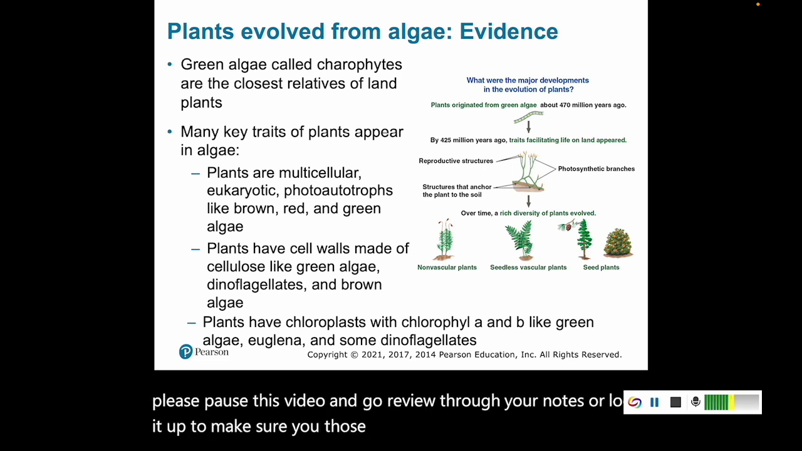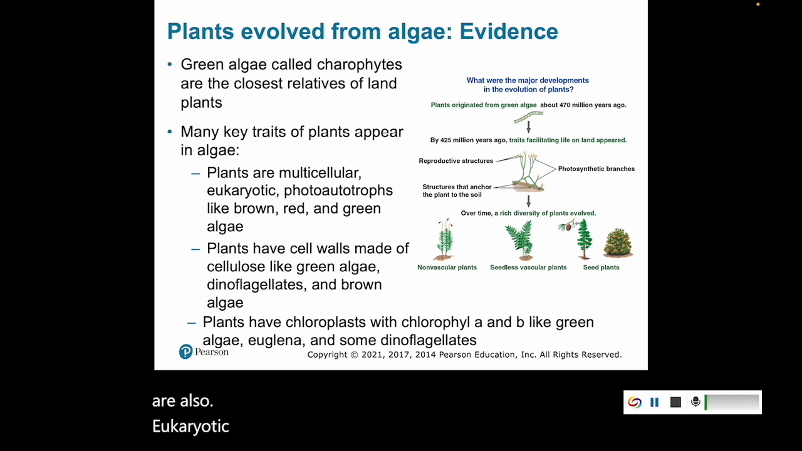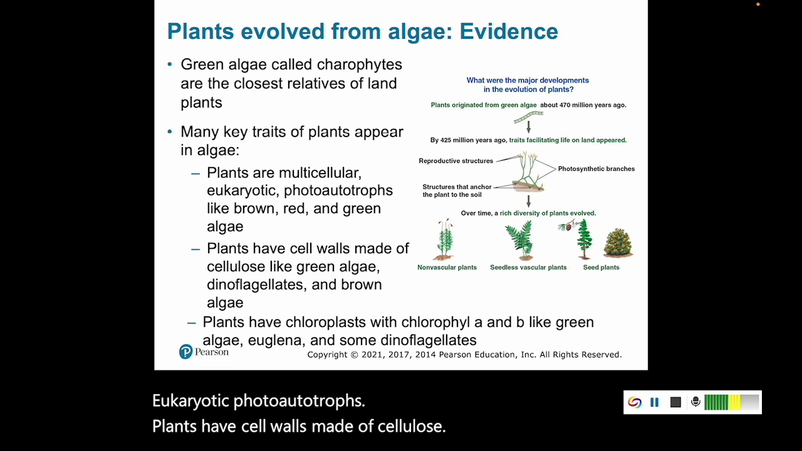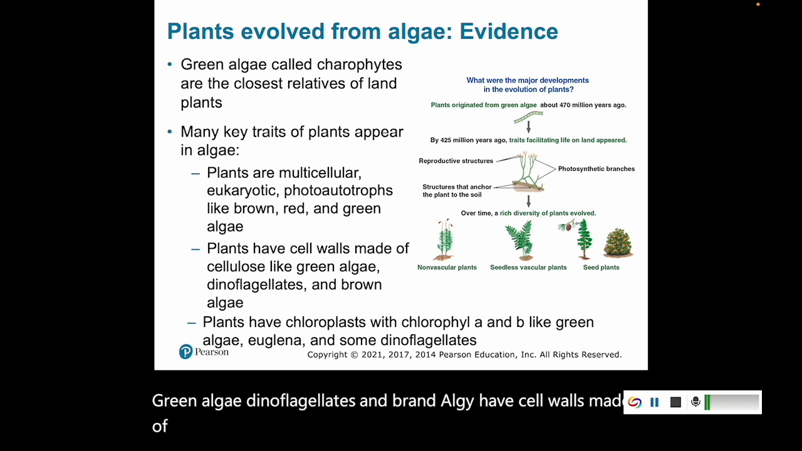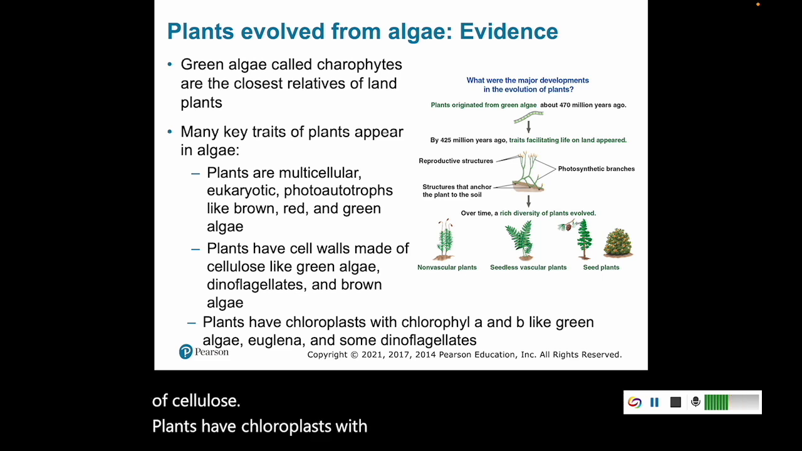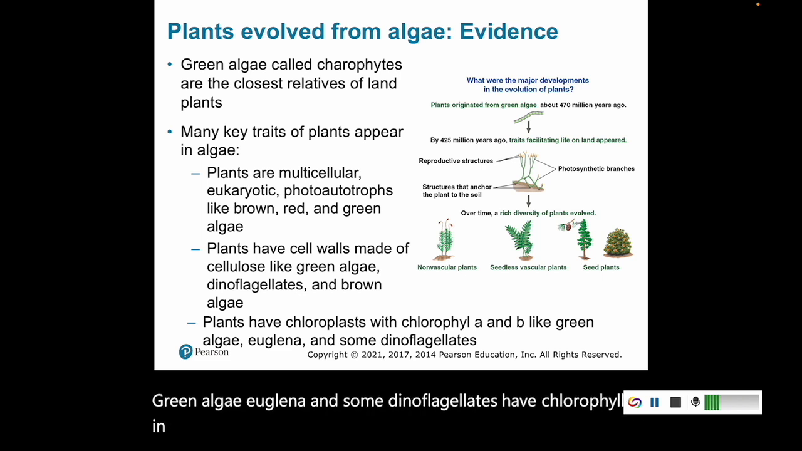Brown, red, and green algae are also eukaryotic photoautotrophs. Plants have cell walls made of cellulose. Green algae, dinoflagellates, and brown algae have cell walls made of cellulose. Plants have chloroplasts with chlorophyll A and B. Green algae, euglena, and some dinoflagellates have chlorophyll A and B within chloroplasts.